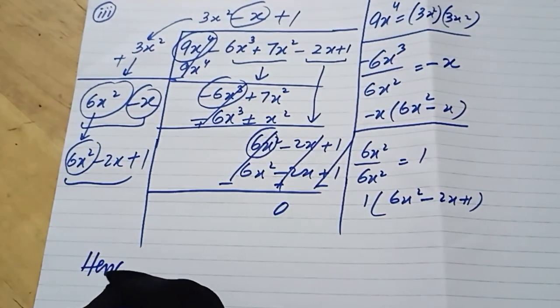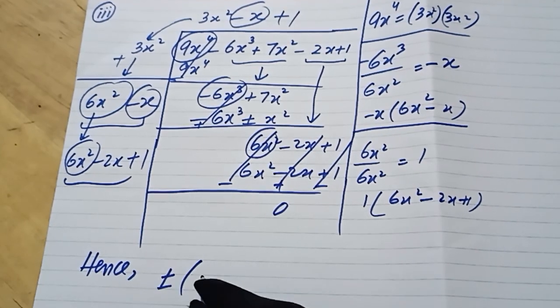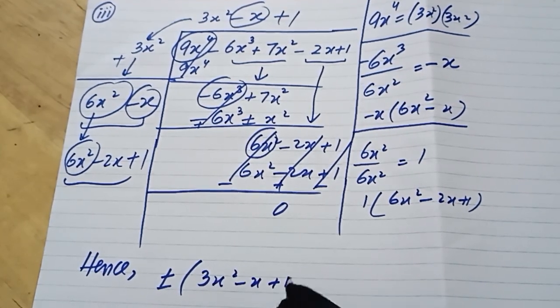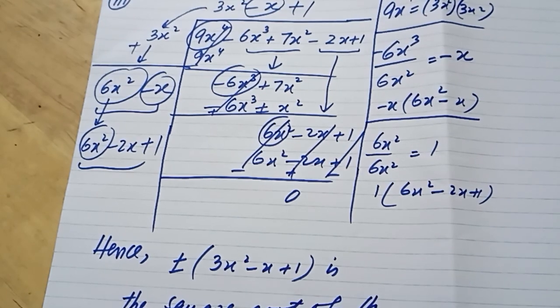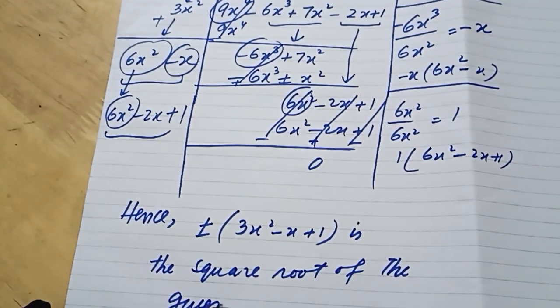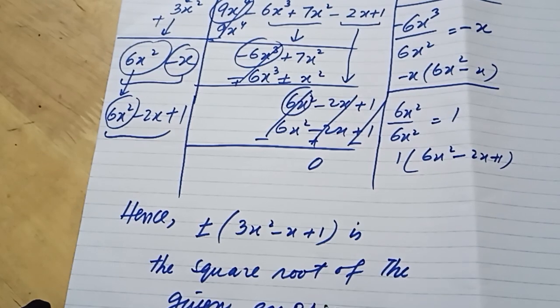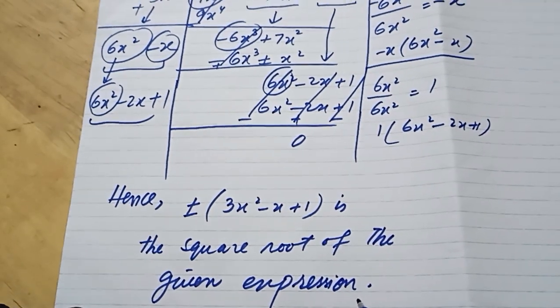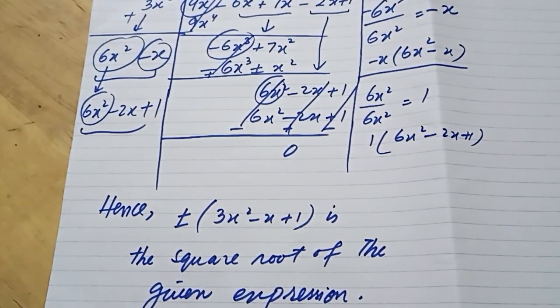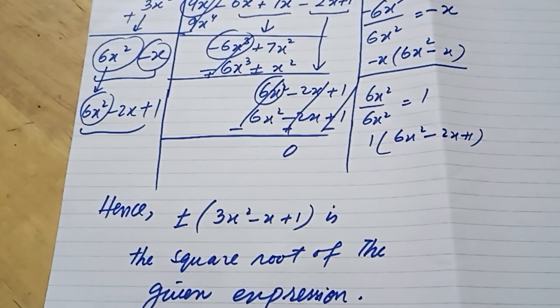Hence, plus minus 3x square minus x plus 1 is the square root of the given expression. So you can write down the answer in this form also. Hopefully you understand all these three parts. So the next fourth part also I can explain in the same video.